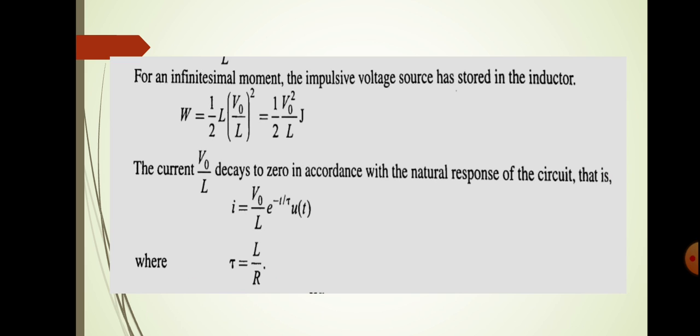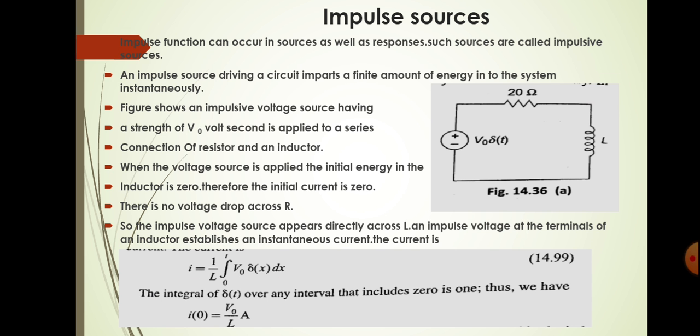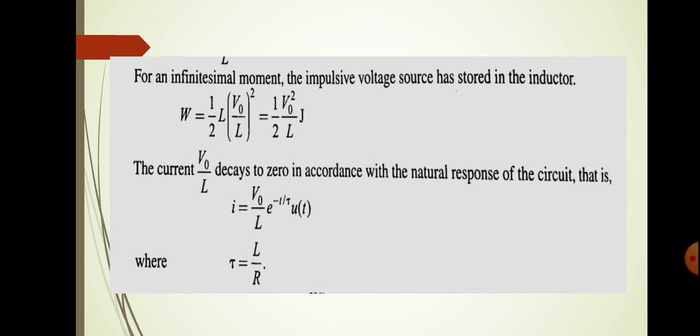So for an infinitesimal amount of time, the impulsive voltage source has stored energy in the inductor. We know that the equation for the energy stored in the inductor is W equals 1 by 2 into L I square. Here I is equal to V0 by L, so we get energy equal to 1 by 2 into L into V0 by L all square, that is equal to 1 by 2 into V0 square by L joule.